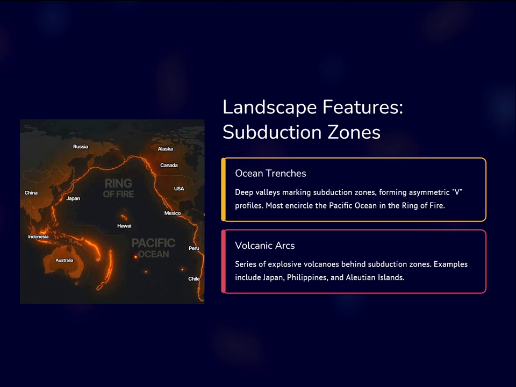Another feature that's created are volcanic arcs. These are chains of volcanoes parallel to the subduction zone. Examples include Japan, the Philippines, Tonga, and the Aleutian Islands. The Ainu of Japan described volcanic eruptions as the work of the gods. The Aleut people have oral traditions of quakes and eruptions in the Aleutian Islands. These align directly with scientific observations of volcanic arcs.